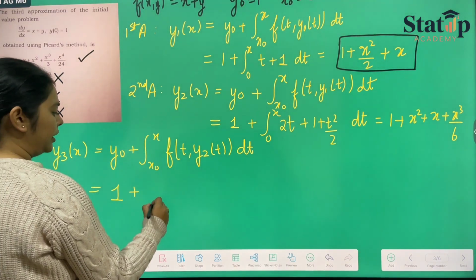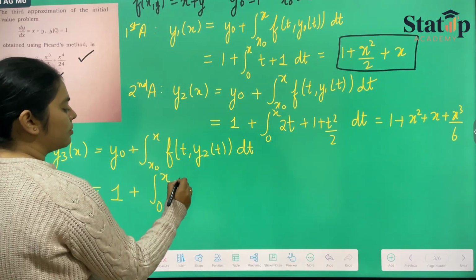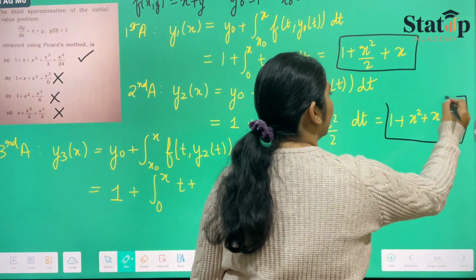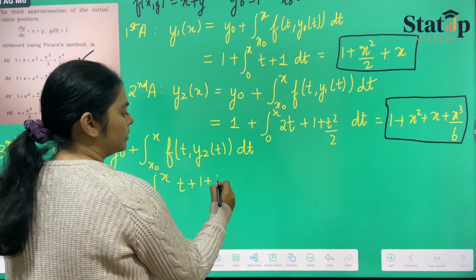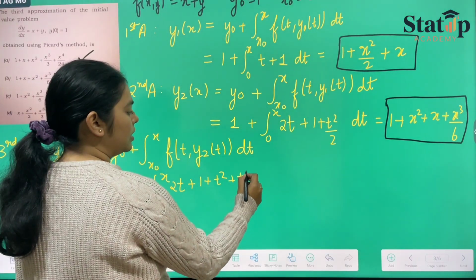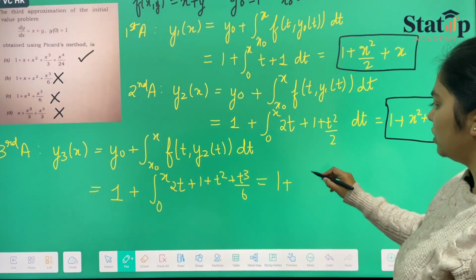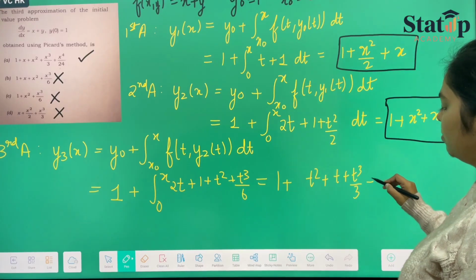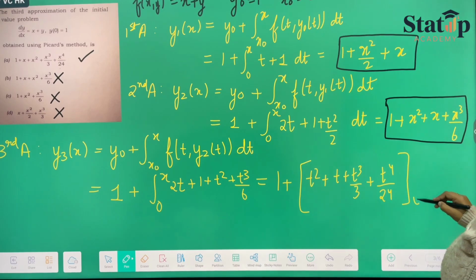From x naught to x, integration, x naught is 0 to x, f(t, y2). x can be replaced by t, and y2(t) can be taken from here. If we take y2(t) from here, it will be, replacing x by t, 1 plus t square plus t. Instead of t, I am writing 2t here, plus t cube upon 6. So the integration will be 1 plus 2t, t square plus t cube upon 3 plus t raised to the 4 upon 24, with the limits 0 and x.